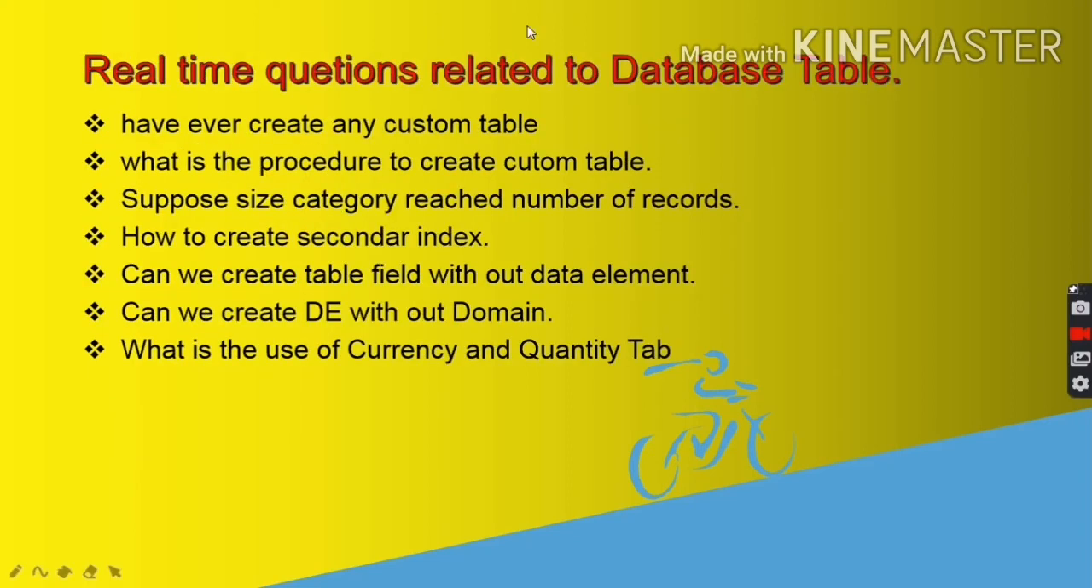The next one is, some real-time questions they are asking. The first question is, have you ever created any custom table? If you created one, what is the procedure to create a custom table? The third question is, suppose the size category has reached its number of records, what happens? This is a very important question. Another is, how to create the secondary index and what is its purpose? The next question is, can we create a table field without a data element? Another one is, can we create a data element without a domain? DE means data element. The final question is, what is the use of the currency and quantity tab? These are some real-time questions related to database tables.